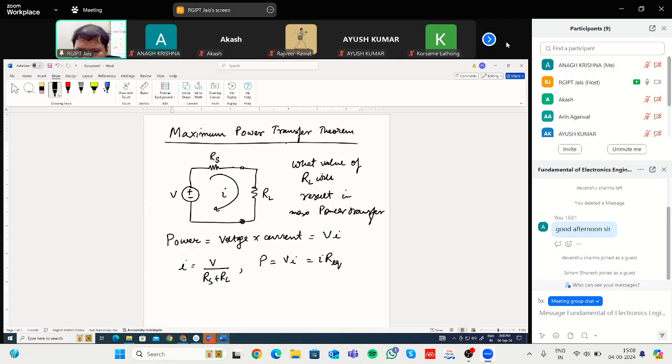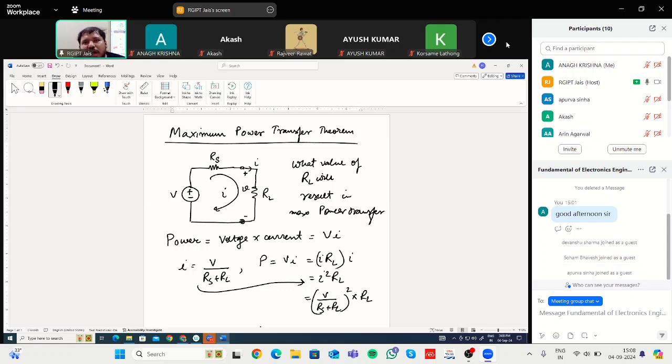Or this is RL. That means we are trying to find out what is this V and what is the current flowing through, this I. So V you can write as I multiplied by RL, multiplied by this I. So you can write it as I square RL. I you have found out. This we can put here. That means V divided by RS plus RL, whole square, multiplied by RL. So this is the power that will be consumed by this load RL.